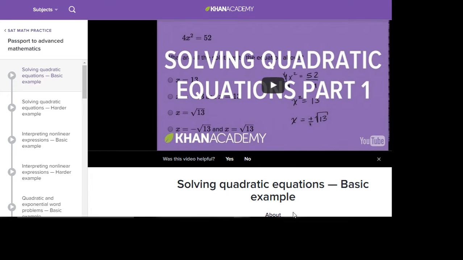Quadratics are the U ones, right? They're like this. Yes, they're shaped like parabolas. That's what they're called.